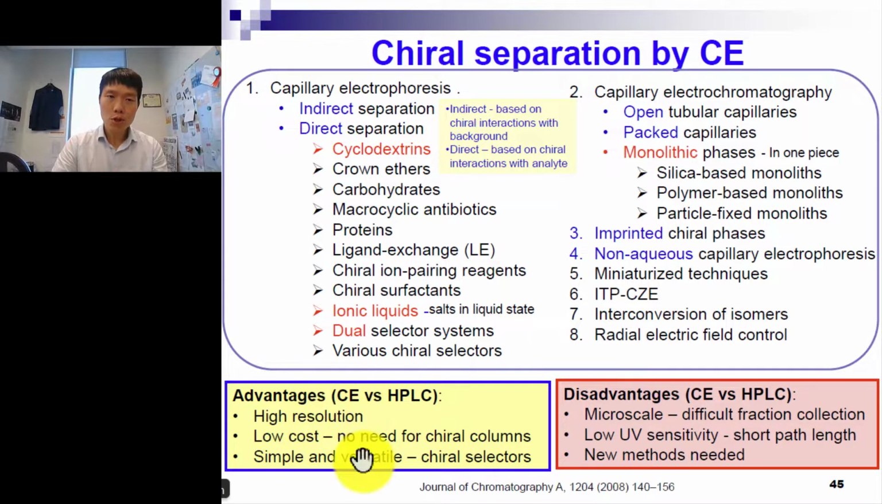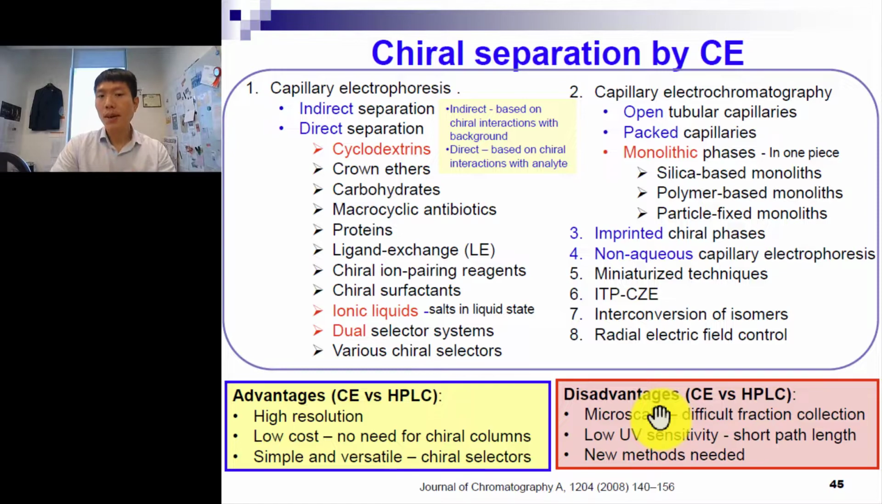It is about high resolution. Like I said, HPLC is high performance, but it's not the best in terms of resolution. Now, CE is low cost because, one, you require a low sample, and also there's no need for a chiral column. Chiral columns are extremely expensive because you have to purchase the whole column made by a manufacturer. But with CE, the capillary, you can modify yourself internally. Also, it is simple and versatile, and you can change the coating within the capillary for a chiral selector.